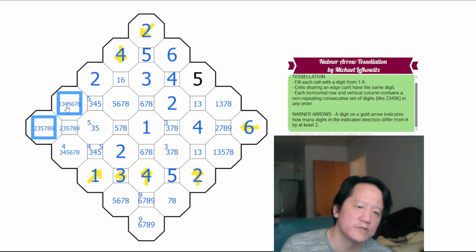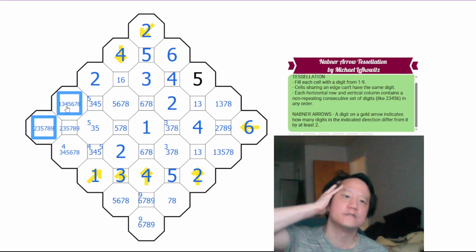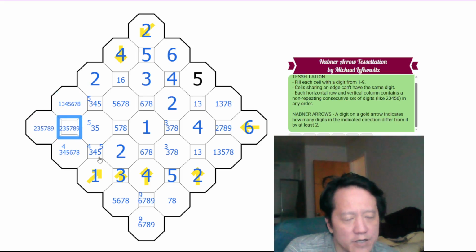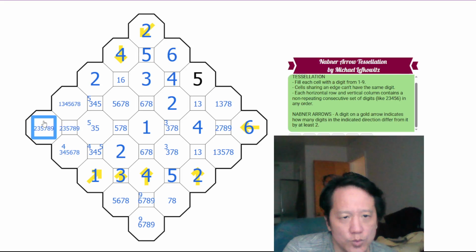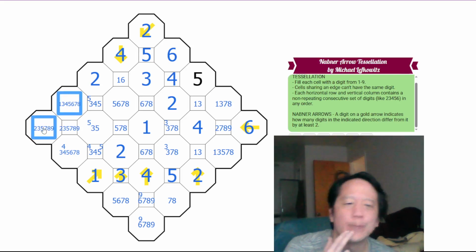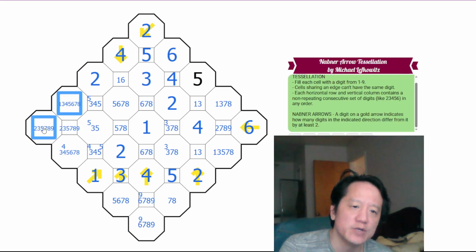Only one of these can be non-same or non-Renban. So we're guaranteed. Okay, so if this is 2, so this, okay. I guess you could have 3. You could have 3. So one out of these two is 1, 2, or 3.